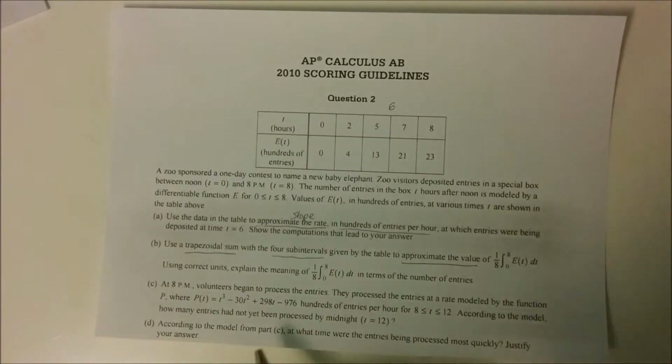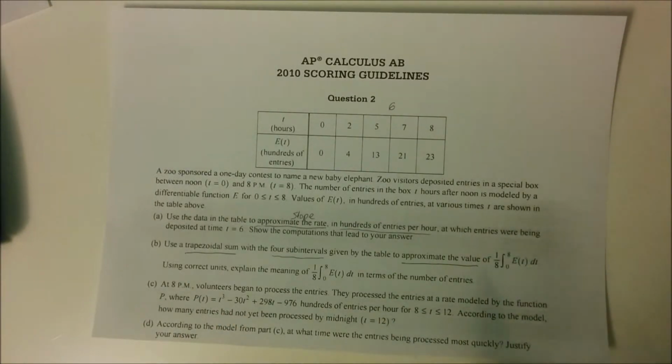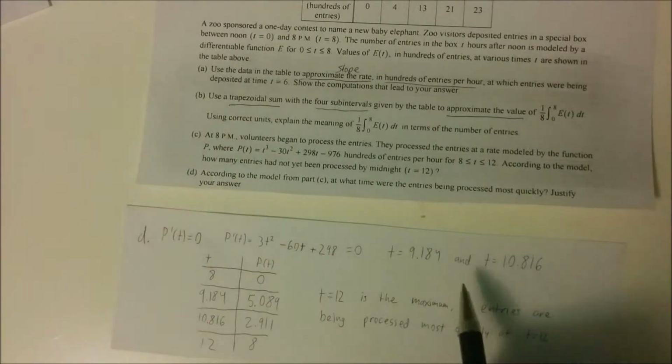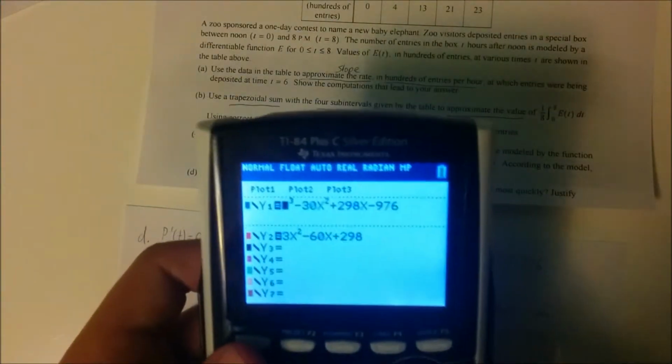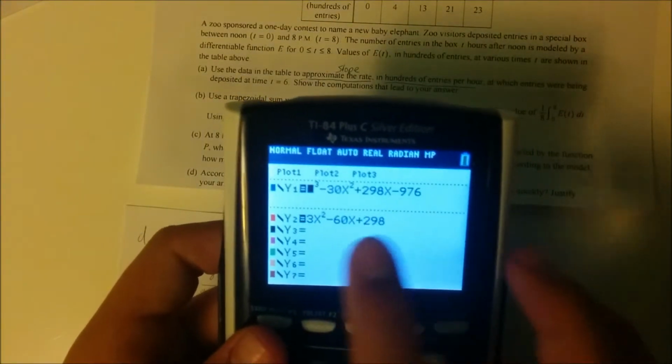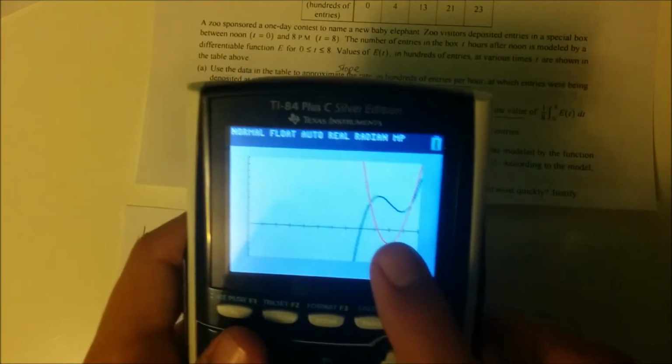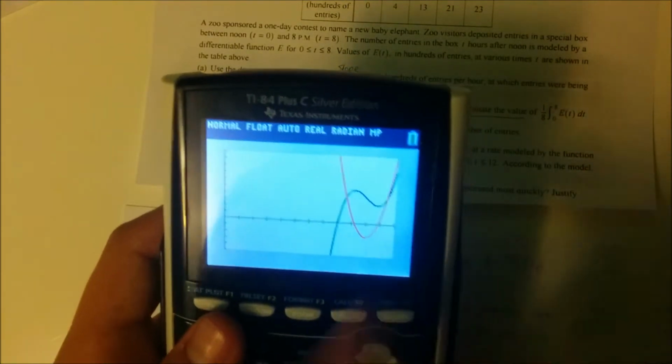Question D says, according to the model from part C, at what time were the entries being processed most quickly? Justify your answer. To get that, you would need to find the derivative of P of t and set it equal to 0. How I did that was go on your calculator and put in the original function and the derivative. The blue one is the original function, the red one is the derivative.